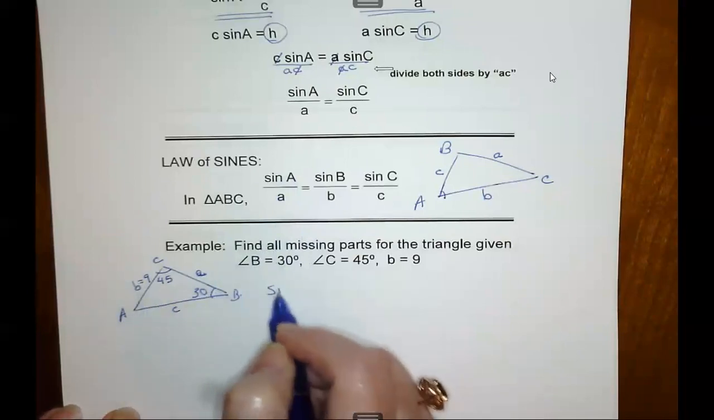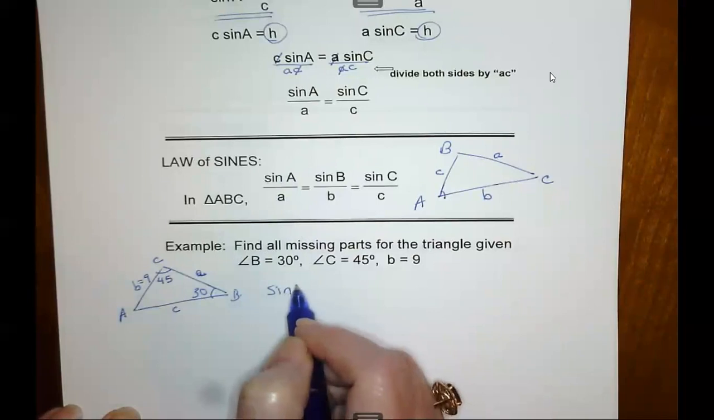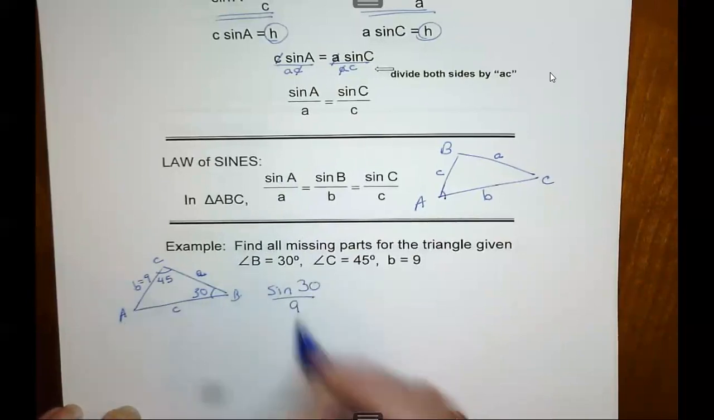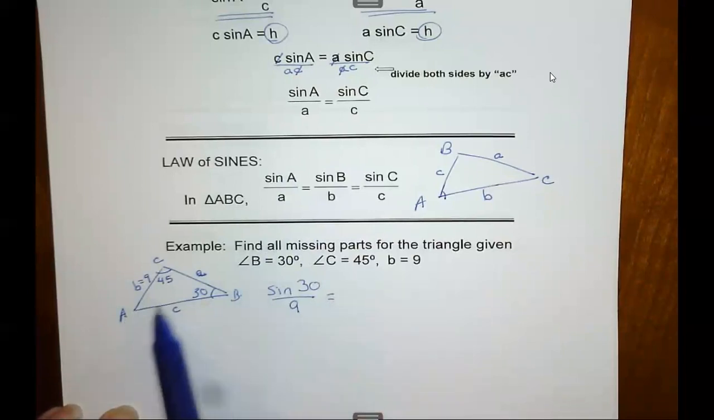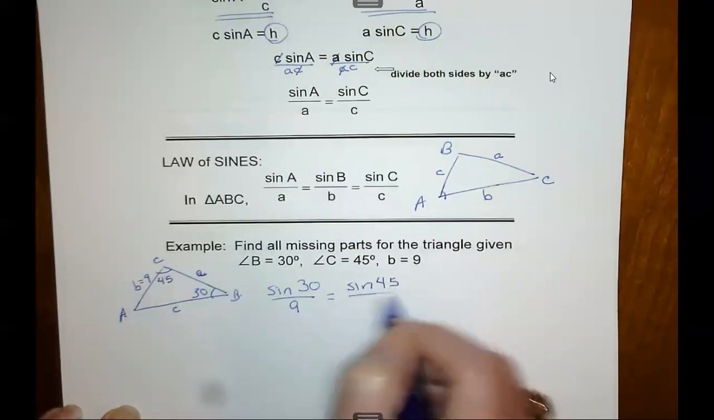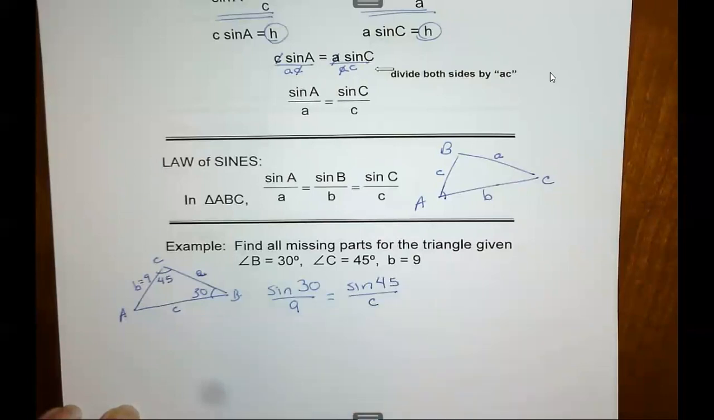So I could put sine of angle B, which is 30 degrees, over side B, 9, equals, okay, the other angle that I was given was angle C, so I'm going to use it. So the sine of angle C, 45 degrees, over the side across from it, which is side C. I'm going to make that stem a little longer so it looks like a 9 and not an A. All right, and then you work it just like you would any proportion.